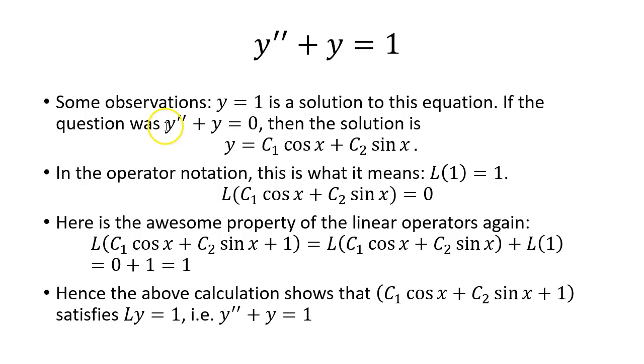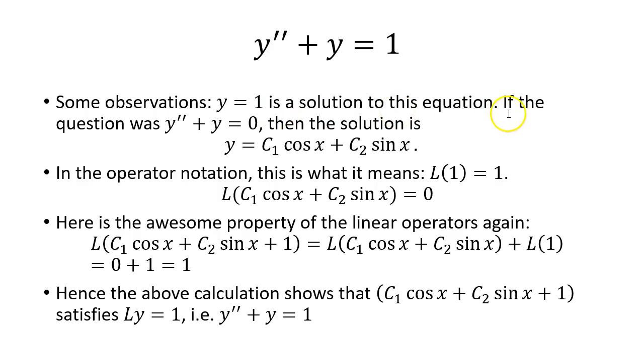Okay, then what do we do? Let's investigate this simple non-homogeneous differential equation for a while. Here are some observations. y equal to 1 is a solution. Why is that? Well, if you take 1 and differentiate twice, because it's a constant, all the derivatives are 0. So the second derivative of 1 is 0. When you plug 1 into y, it's 1, and 0 plus 1 is indeed 1. So y equal to 1 is a solution to this equation.